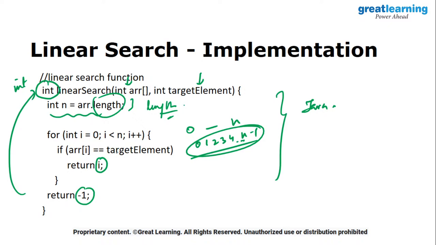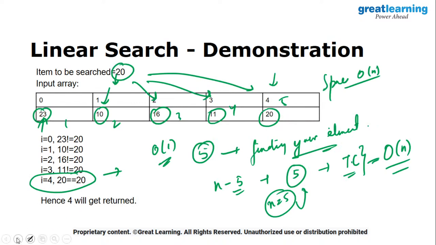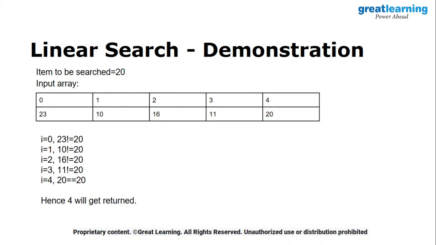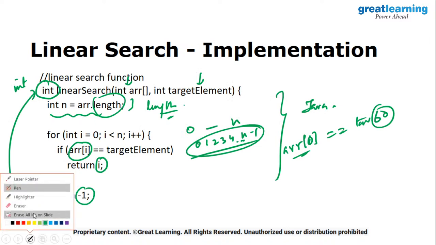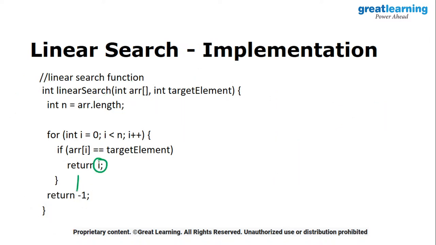Now we are trying to traverse each element, that is arr of i. This time it is the 0th element, which will be compared with the target element. Let's suppose we are trying to find 60. In this case we're trying to find 20. Let me just replace everything. So now this is your target element and this is your arr of i, and you're checking it with the target element. If you found that this is the element, you will be returning, and there is no point of going ahead.